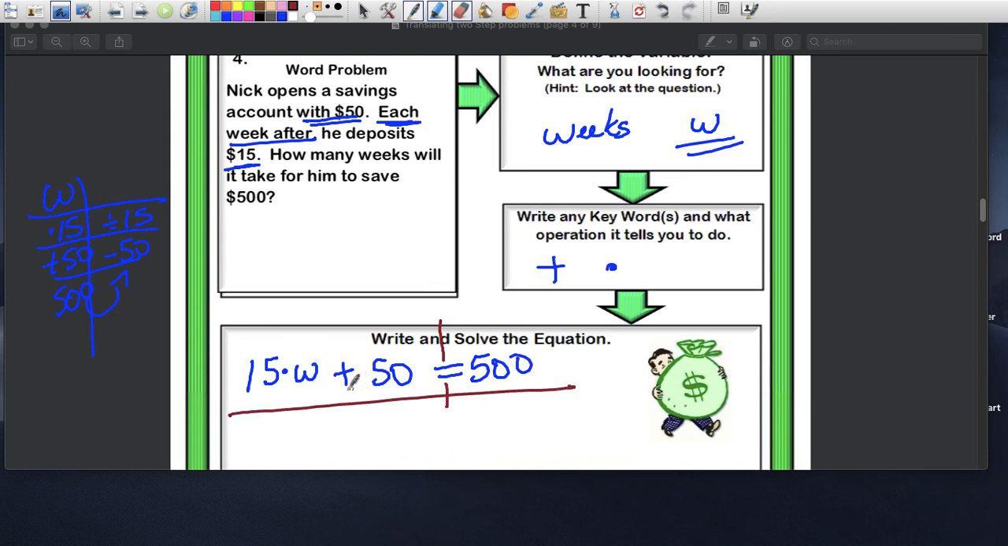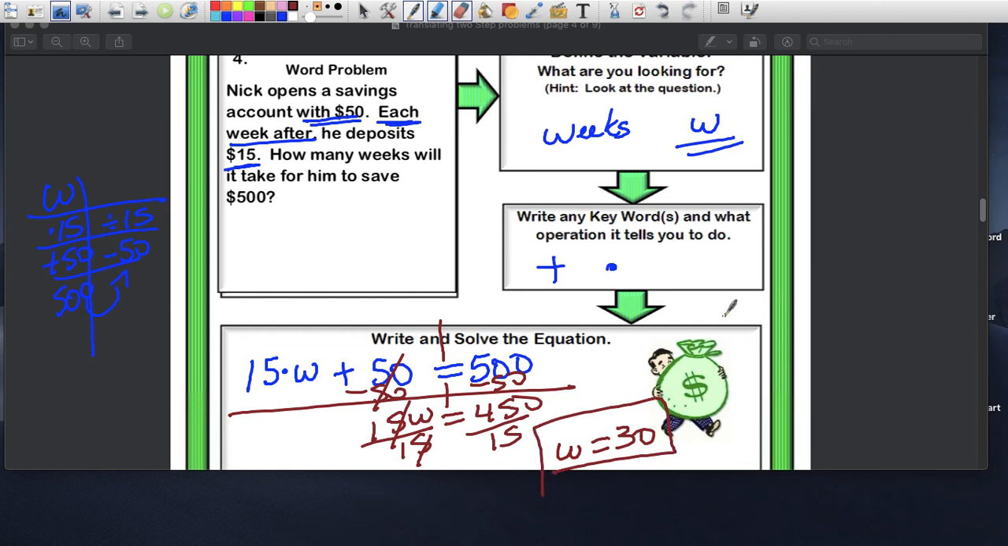So let's do that. Minus 50, minus 50. That's 450. And then this is 15W. I divide now by 15 on both sides. And W is going to be equal to 30. I need 30 weeks of saving $15 per week in order to reach my goal of 500. Okay.